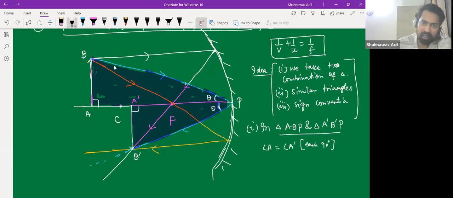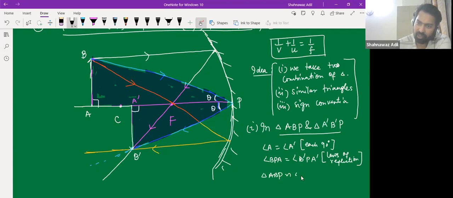And then this angle BPA is equal to angle what? B prime P A prime, using the law of reflection. So then these two triangles are similar, right? Then triangle ABP is similar to triangle A prime B prime P. Right, guys? Is that clear?